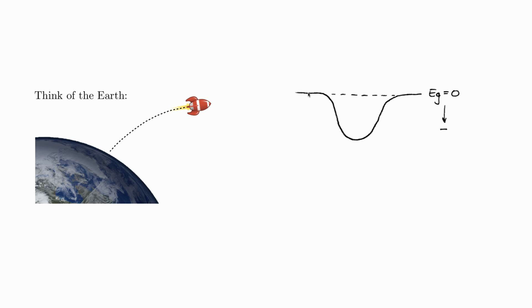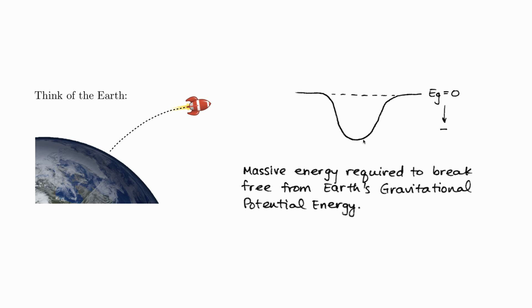where basically we have this distribution and it shows the differing amounts of energy at different heights. And of course, we would say up here, well, this is where the energy from gravity is 0. And depending on how deep this well is, that would mean how much energy we need to provide to get out of gravity's pull. Okay, so basically, there's a massive amount of energy that's required to break free from Earth's gravitational potential energy. And what we'd like to do is we'd like to figure out what that is. We'd like to have a way of defining that.